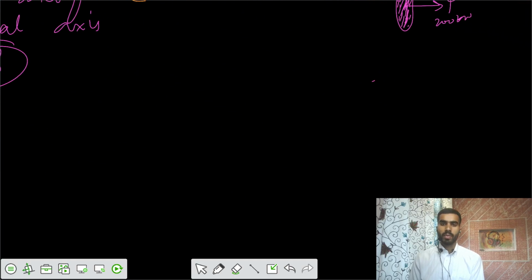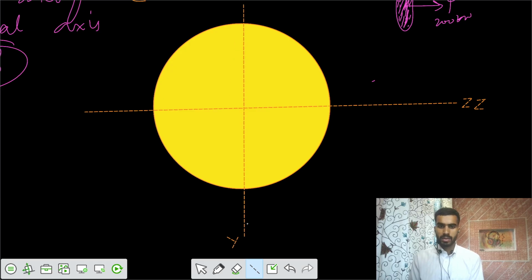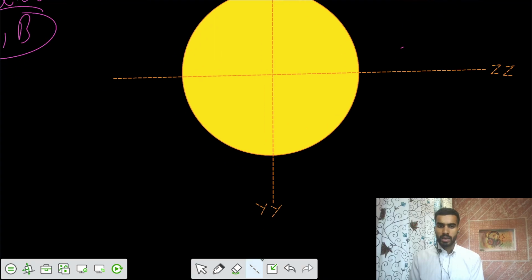Now one more thing is that you have the section. Okay, you got the section. There is some neutral axis. Let's say this is the ZZ axis. There is one YY axis also. Let's say this is the YY axis. And the axis out of the plane is called the XX axis, X axis, I would say. That's the XX axis.